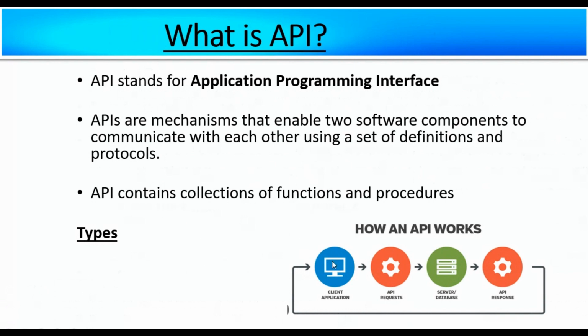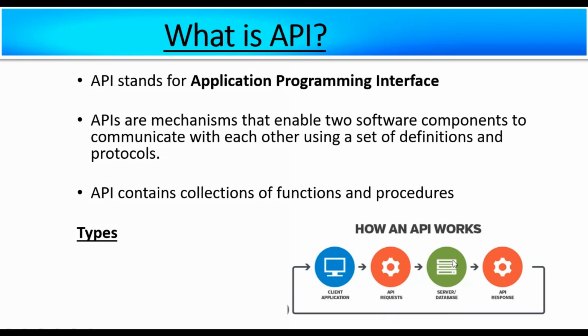Firstly, if you look at this diagram, we have the client application, that is nothing but our system, that is nothing but our computer. From our computer, we can prepare the API request. After preparing the API request, we can send it to the server side. After sending the request, firstly a connection will be established between the client application and the server. Then the API request will be sent to the server side.